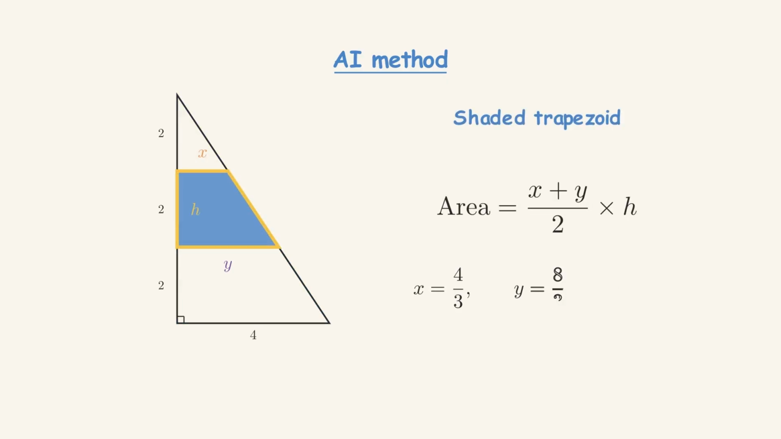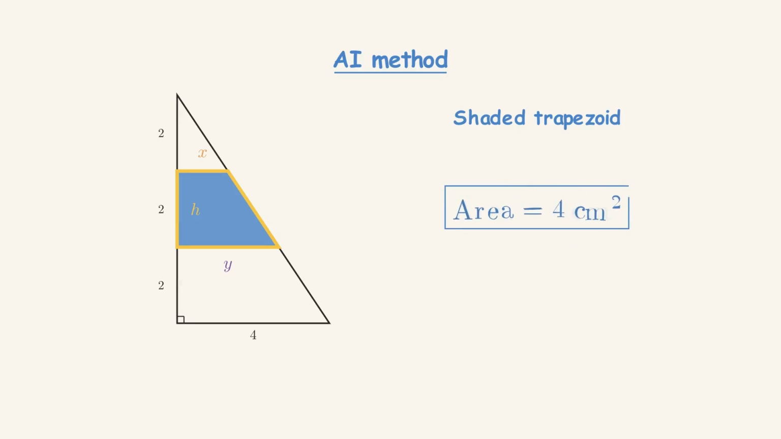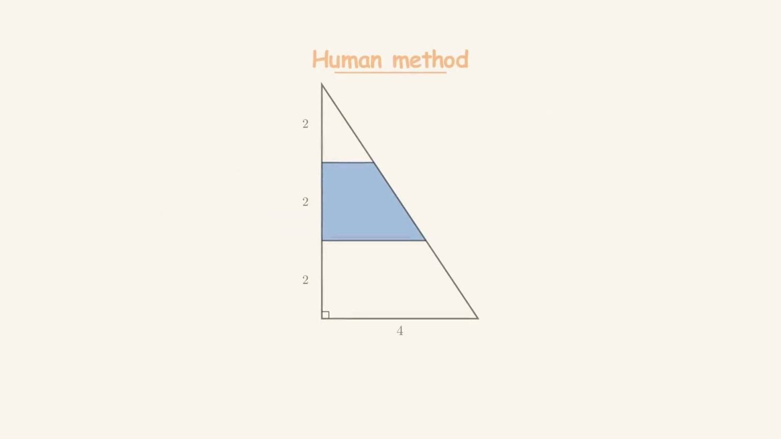Now we have everything we need. Substitute 4/3 and 8/3 into the trapezoid area formula, and we know the height is 2. The shaded area is 4 square centimeters. That works. But there's a much faster way.